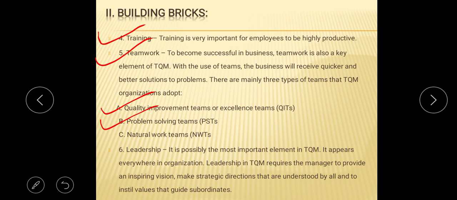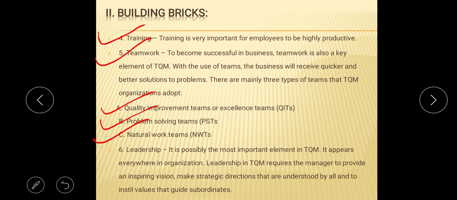The third one is natural work teams, NWTs. These teams consist of small groups of skilled workers who share tasks and responsibilities. These teams use concepts such as employee involvement teams, self-managing teams, and quality circles. These teams generally work for 1 to 2 hours a week.